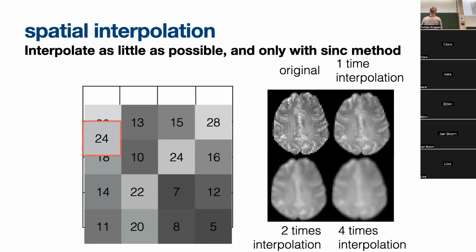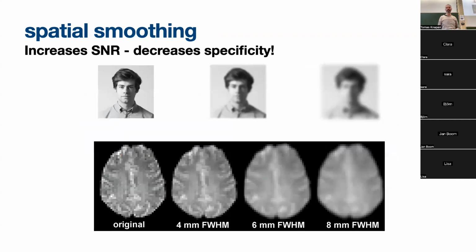So we want to interpolate as little as possible. And whenever we do, we want to do it with as smart a method as possible. And if you're ever going to go into the practice of this, what you want is to use what's called sinc interpolation or Lanczos interpolation. Difficult words, but just so you know, right? Interpolate as little as possible.